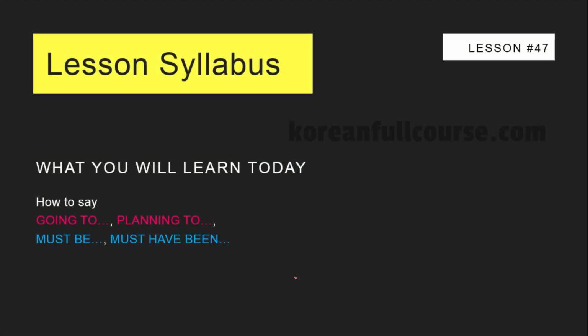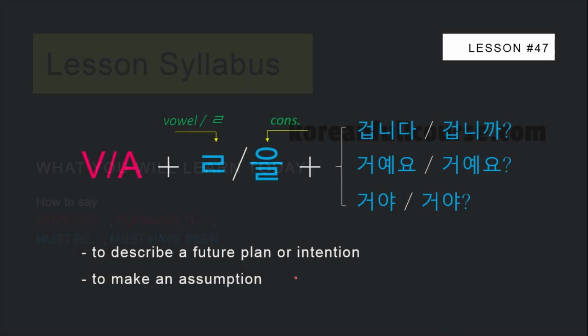In this lesson, we will learn a grammatical construction that is used to describe future actions and intentions. This construction can also be used to make assumptions. It has three variants depending on the level of politeness.